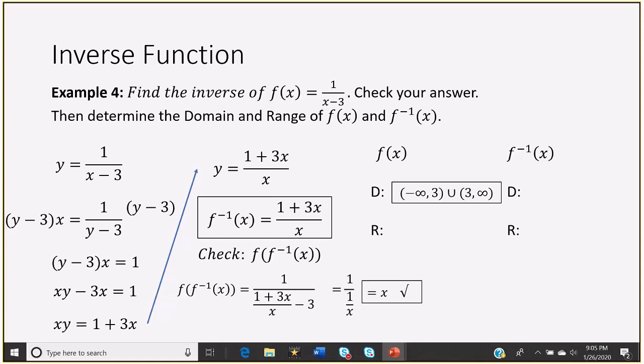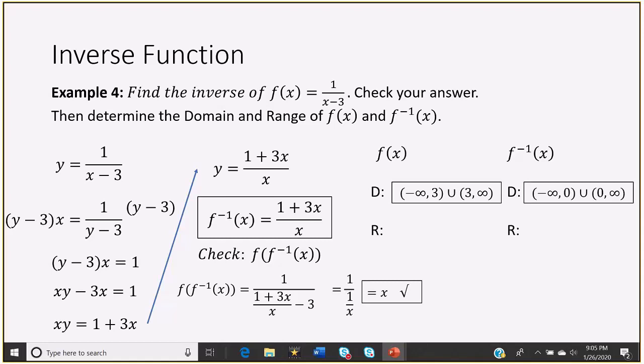Very similarly, looking at my inverse, 1 plus 3x over x, well, setting the bottom equal to 0, x can't be 0, so my domain is everything but 0, or negative infinity up to 0, and 0 up to infinity.